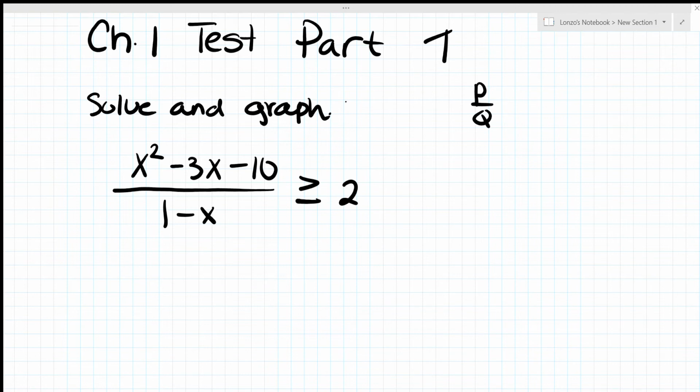So my first step is to put it into standard form. Standard form is when you get the right side to be 0. So I have to move this 2 to the left. That's what I mean by standard form. So subtract 2 from both sides.